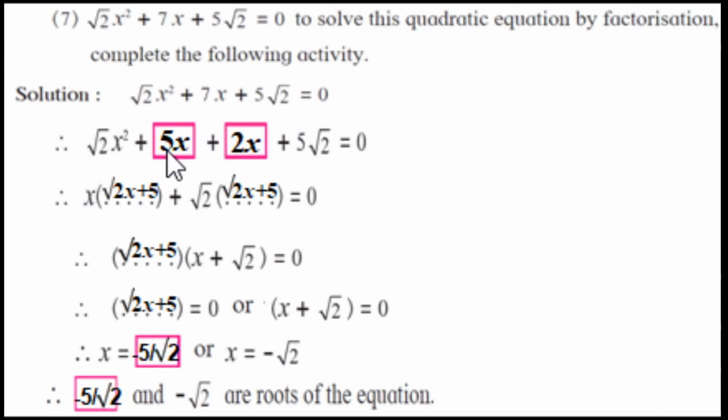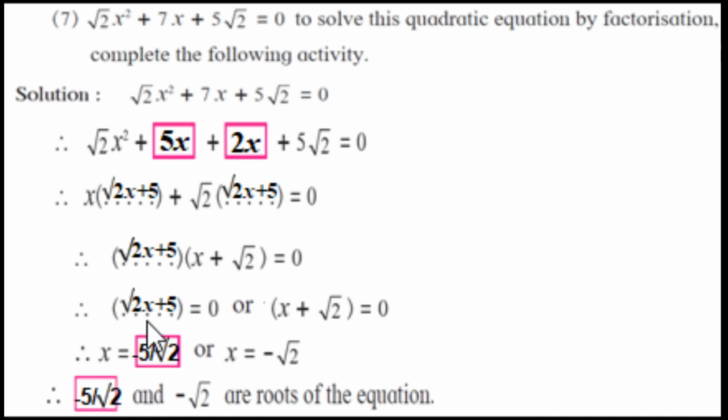The factors are 5x and 2x. Root 2 x square plus 5x plus root 2 x plus 5 root 2. Here common is x. Therefore in bracket remains root 2 x plus 5. Here common is root 2, because this 2 can be written as root 2 into root 2. So root 2 is common. Here root 2 x plus 5. Root 2 x plus 5 in one bracket, x plus root 2 in another bracket.